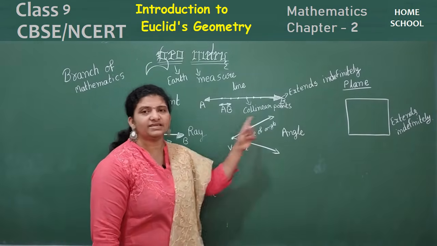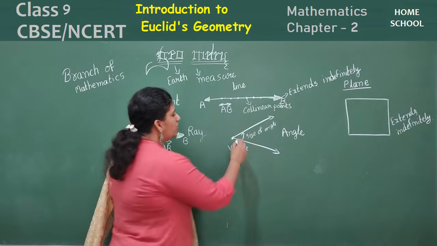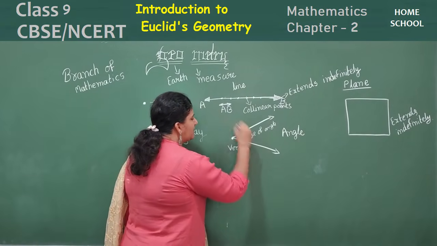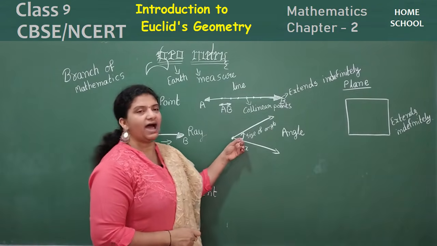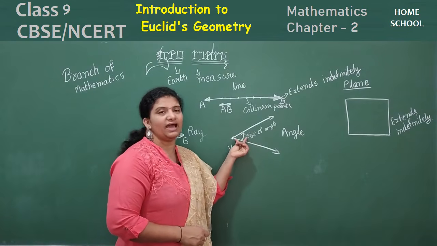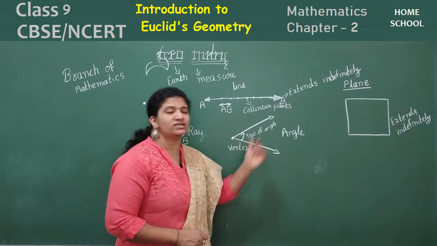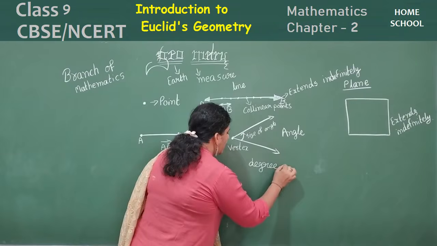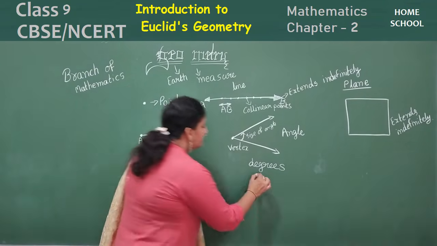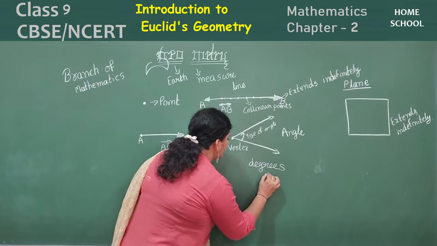It extends indefinitely. So these two rays make an angle here. What is this? Angle. We have shown it with an arrow mark here. This angle is nothing but the size of the angle. How is it measured? Angles are measured in degrees.